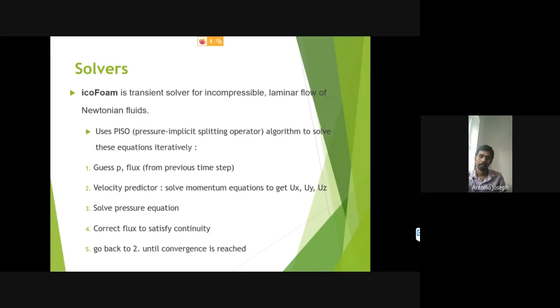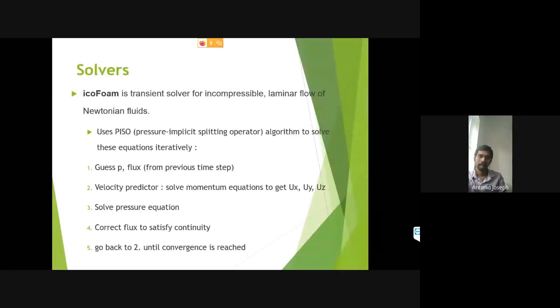Then again, by using this velocity, we are solving back the pressure because initially we only guess the value. We don't know the exact value. So then we are going to solve that pressure. Then the flux equation, this continuity equation, is again corrected according to the new pressure and velocity values. And this process goes on until the convergence is reached.